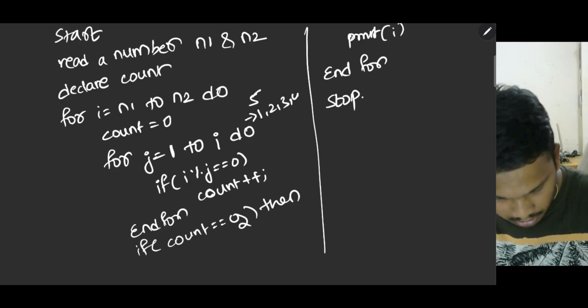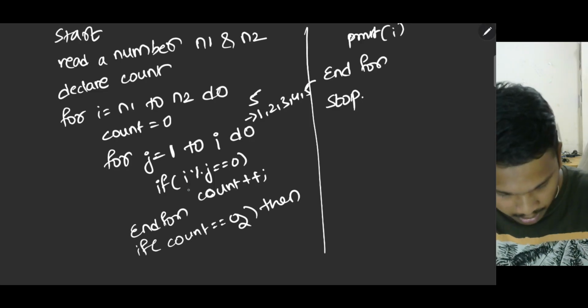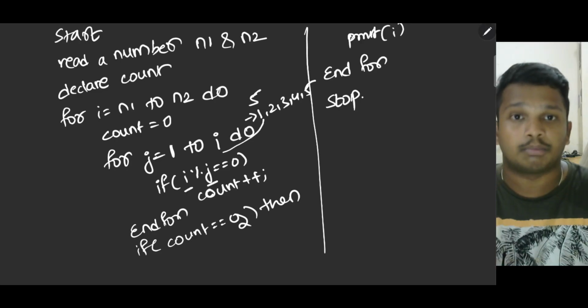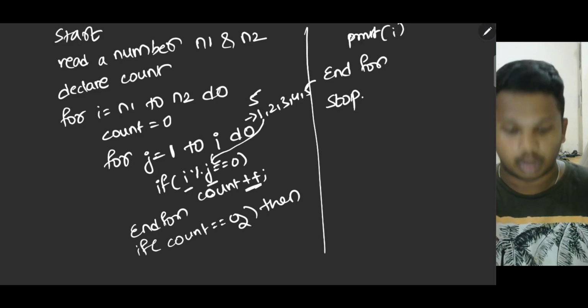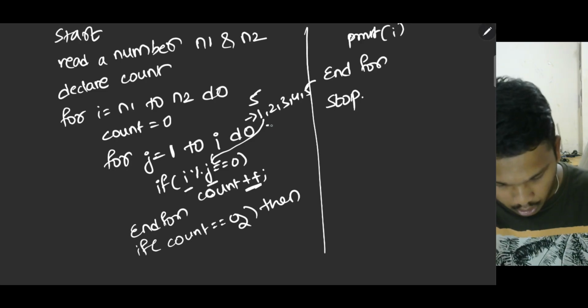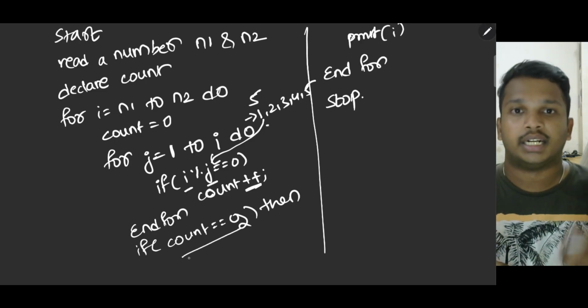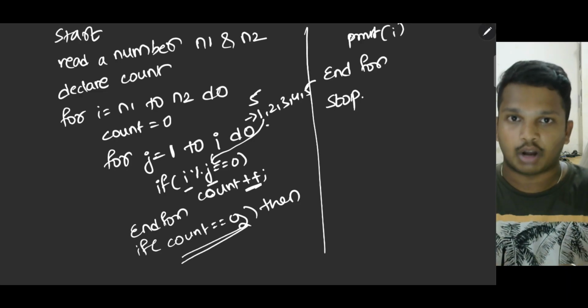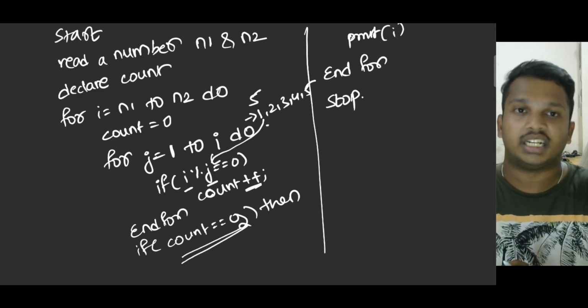If 5 is divisible by a number j, then count is incremented. After running this for loop, we will know the count. If count is equal to 2, then it is a prime number. If count is not equal to 2, then it is not a prime number.